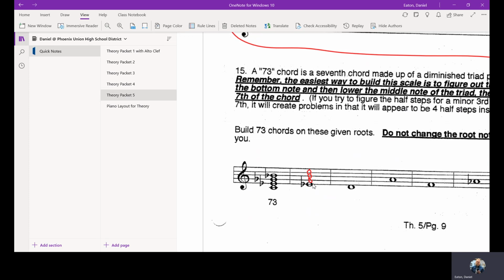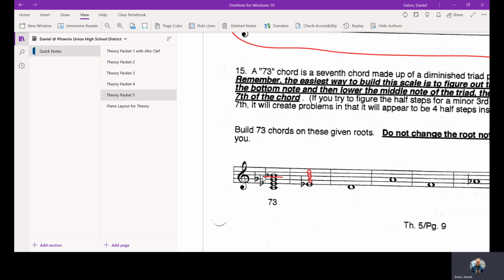This is a great one to start on too. Actually, let me talk about this chord first, then I'll get to this one because this one's kind of an interesting one. So let's talk about this chord first. C, E flat, B flat. I'm sorry, C, E flat, G flat, B flat.